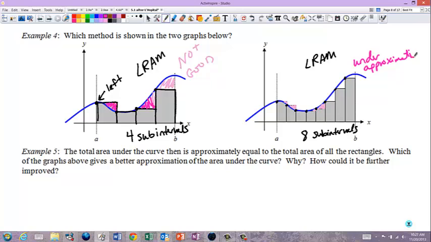Okay. It says the total area under the curve then is approximately equal to the total area of all the rectangles. Which of the graphs above gives a better approximation of the area under the curve? Well, this is going to be the second one. Why? Because there's more rectangles.